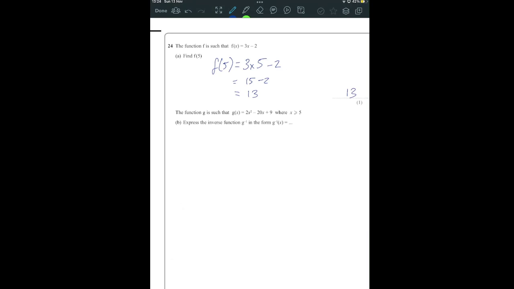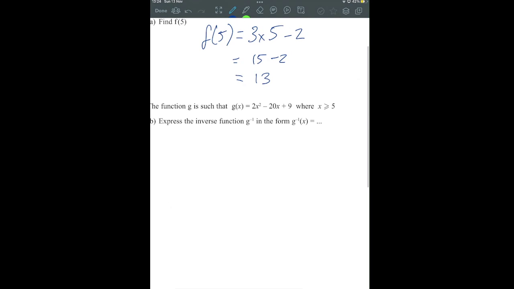Next up, our function g of x is defined as so, and we want to express the inverse function in that form. So the technique here is to set y equals the function, and our aim is to rearrange this to x equals. Now this is particularly nasty because x is a quadratic, and rearranging quadratics into x equals is normally incredibly difficult. The only way to do so is actually with completing the square. So I'm going to complete the square on the right hand side so that x only appears in one place.